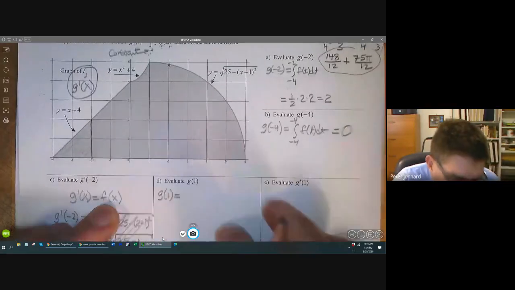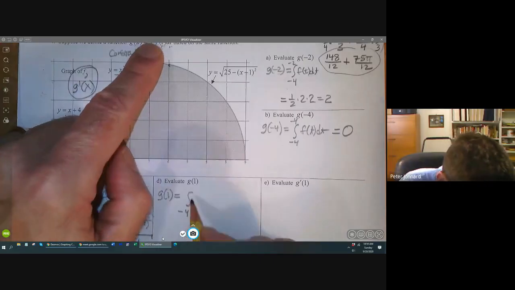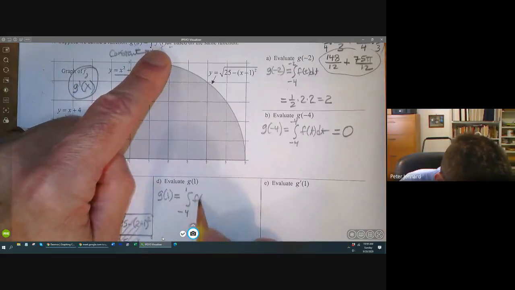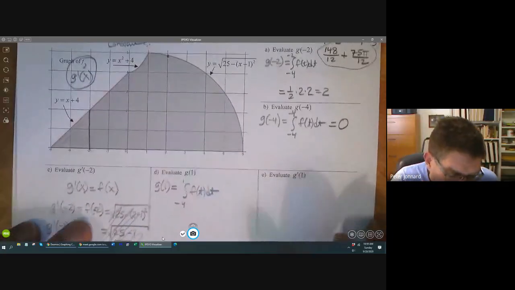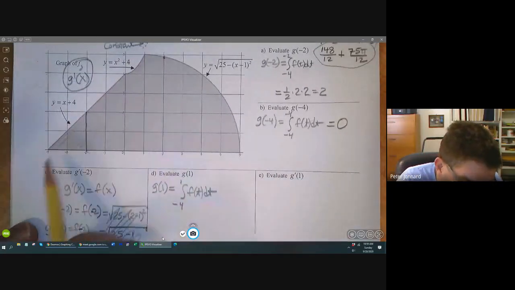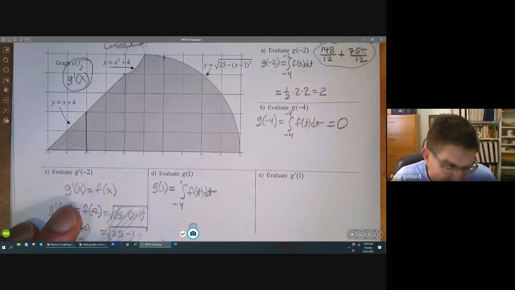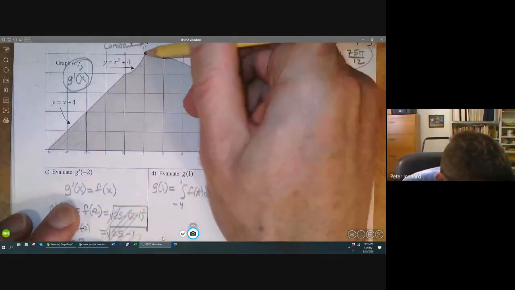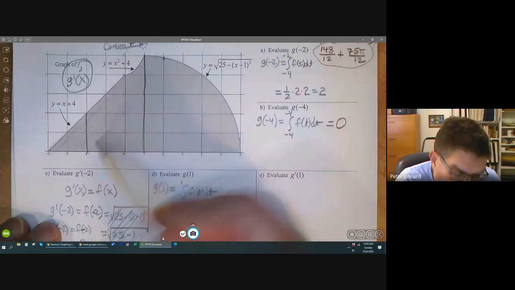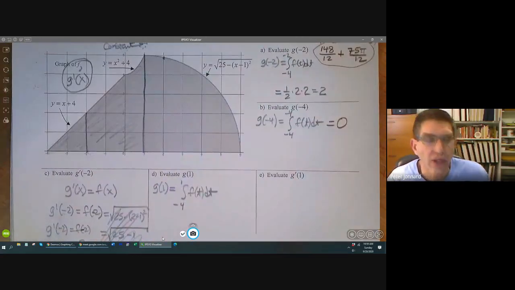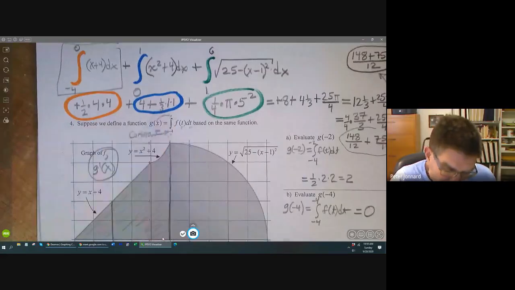Okay, g of 1. By definition, we simply copy what we have here. That's the integral from negative 4 to 1 of f of t dt, like so. So we're going to integrate from negative 4 to 1 of f of t dt. So it wants this entire area. Well, fortunately for us, we already evaluated those up here.